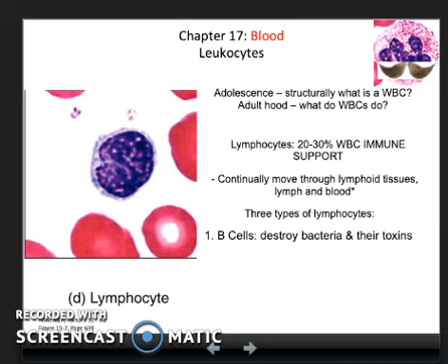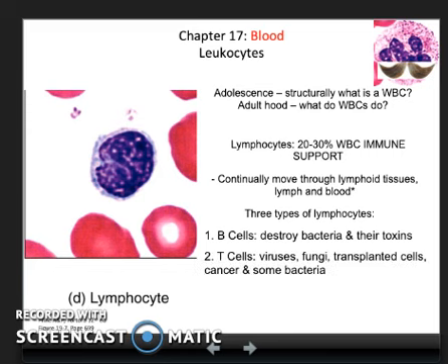The B cells, they destroy bacteria and their toxins. They mature in the bone marrow and they produce antibodies that are specific to an antigen. So these bacteria have unique antigens on the surface of their cells, and the B cells learn their antigens and then produce antibodies specific to those antigens.